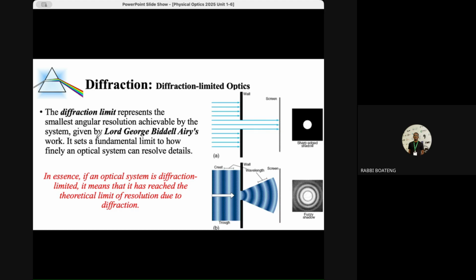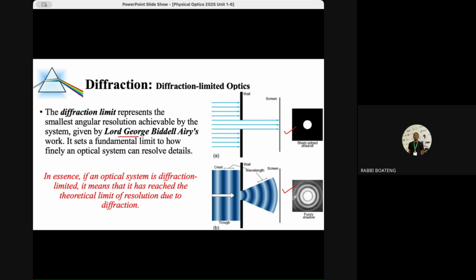And that one was defined by Lord Rayleigh. Is that okay? And he was just talking about the fact that in any optical system, it has to reach a theoretical limit of resolution due to what? Diffraction. Is that okay? But in an ideal situation, this shouldn't happen. Is that okay? This is what has to happen. Is that okay? So light enters a small aperture. You shouldn't be expecting the light to go straight. You should be expecting the light to do what? To spread out. Is that okay?